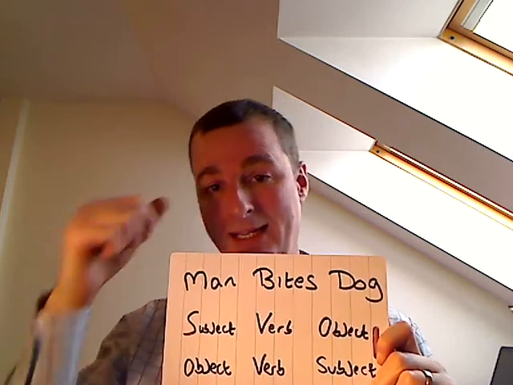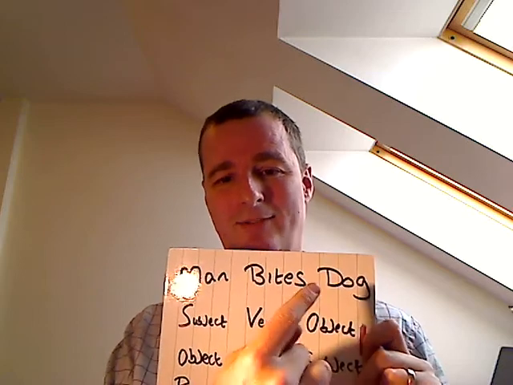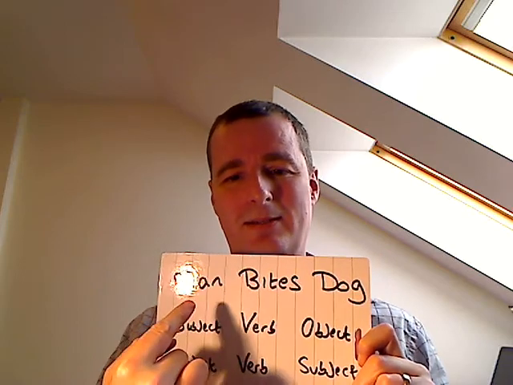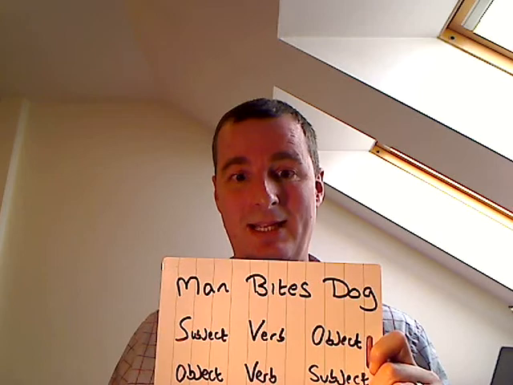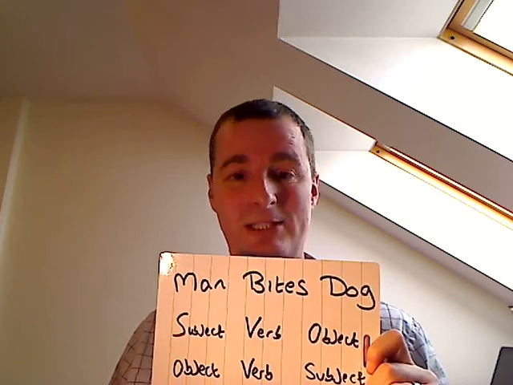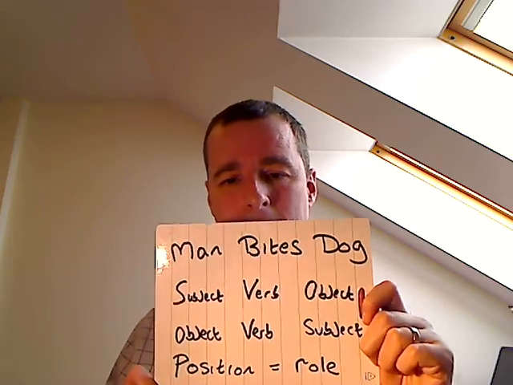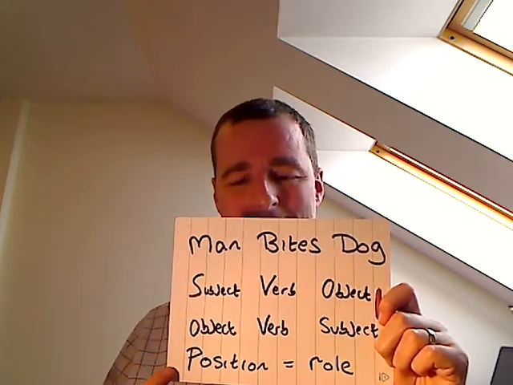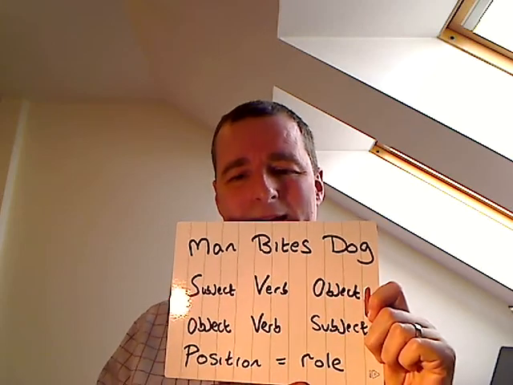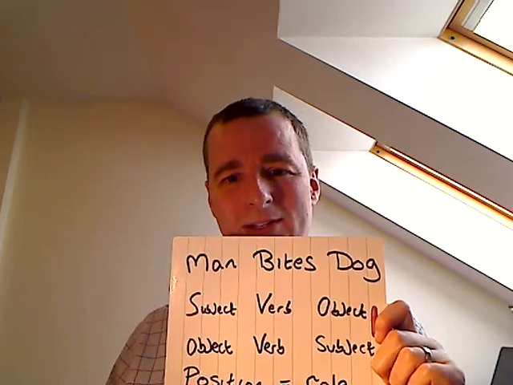It doesn't have to be that way. In other languages, it's a different way. You can have object, verb, subject. So in some languages, that would actually mean the dog was doing the biting. And you could equally have verb, subject, object. It's based on whatever the language is. But what all these possibilities have in common is that the position of a word in a sentence tells you the role it's playing in the sentence. You know who's doing what to who.